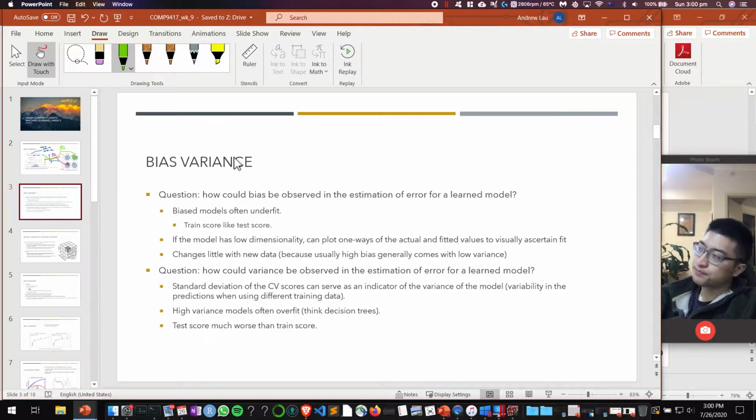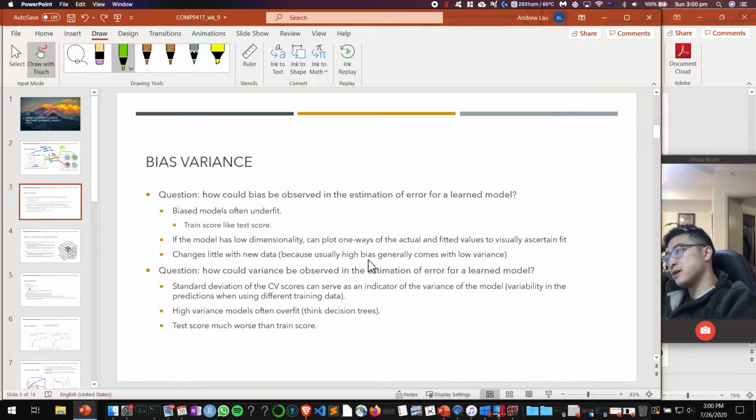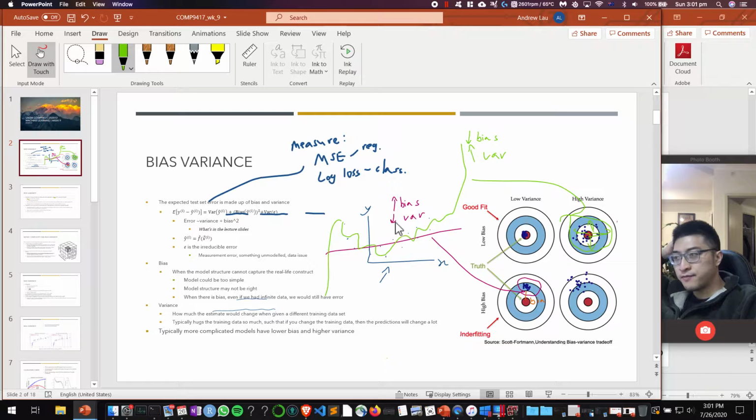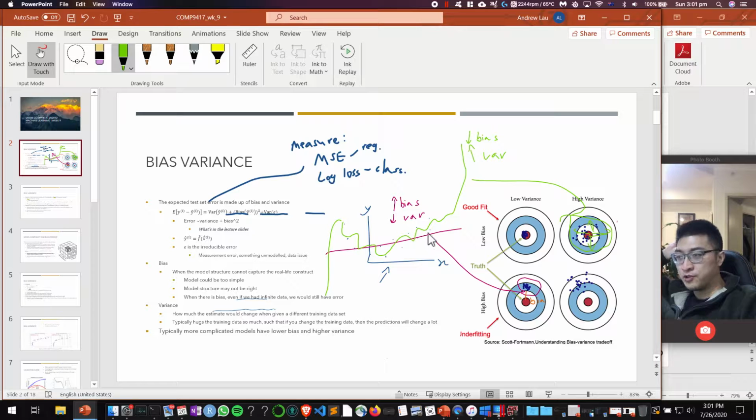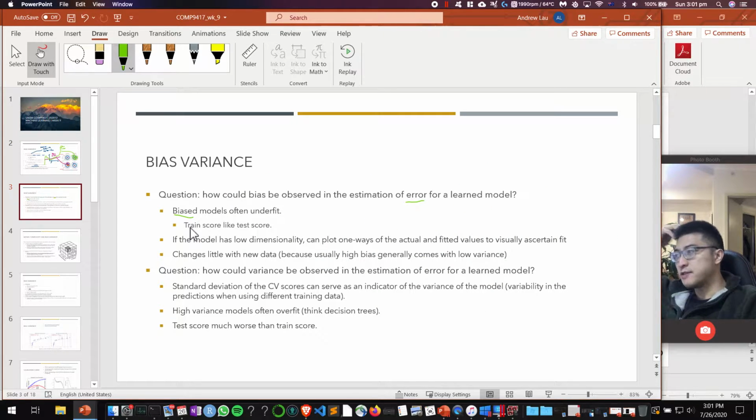There are a few interesting things here. How could bias be observed in the estimation of error for a learned model? One thing to notice is that biased models tend to underfit. So again, think of this example here. A model of high bias tends to be less flexible, to the point that there's a gap between the way the data is and the structure of the model. So you can often see a train score that's not too dissimilar to the test score, right?